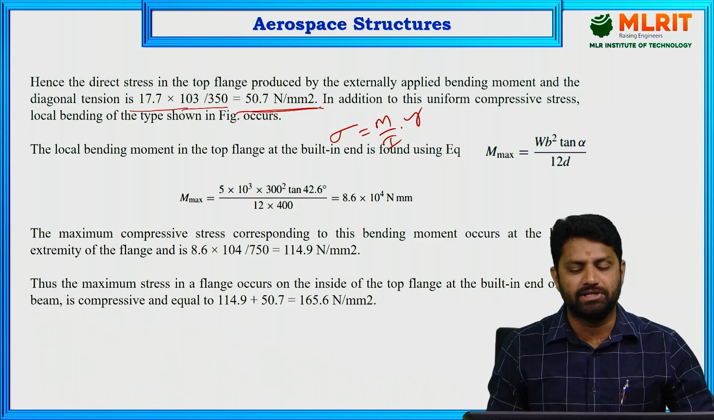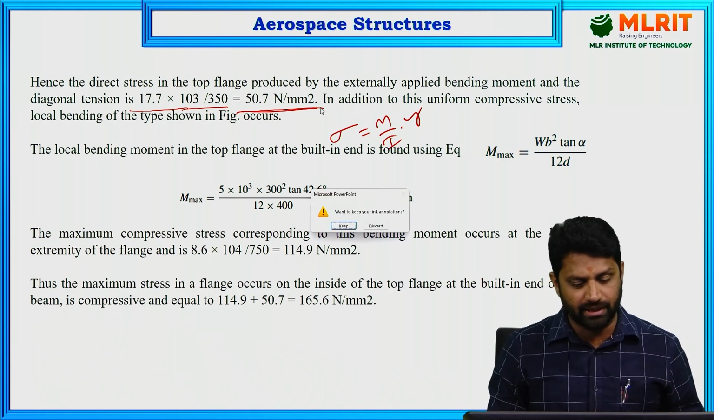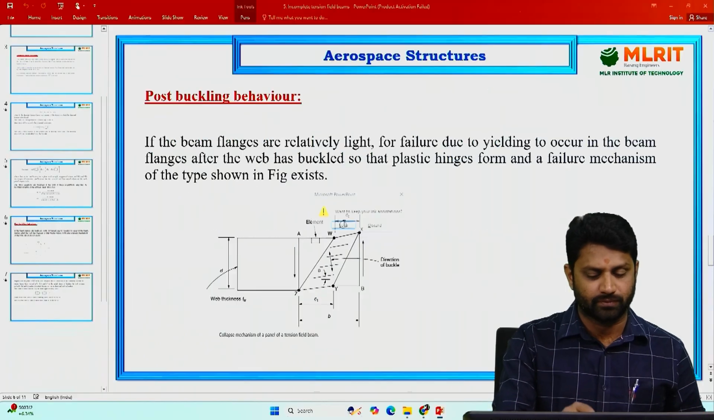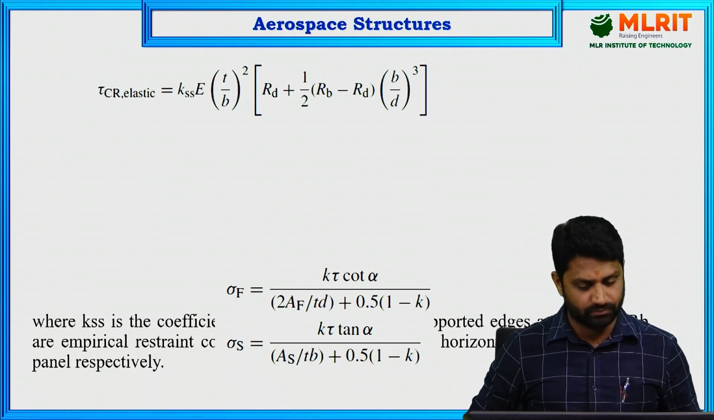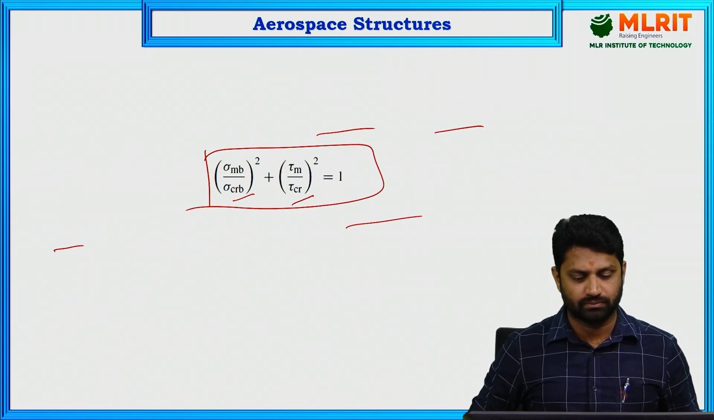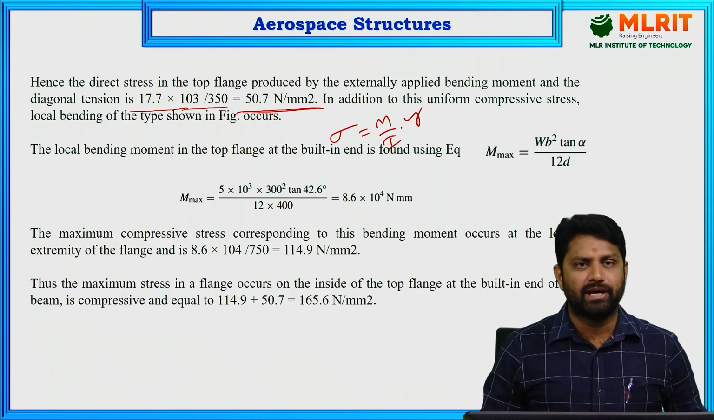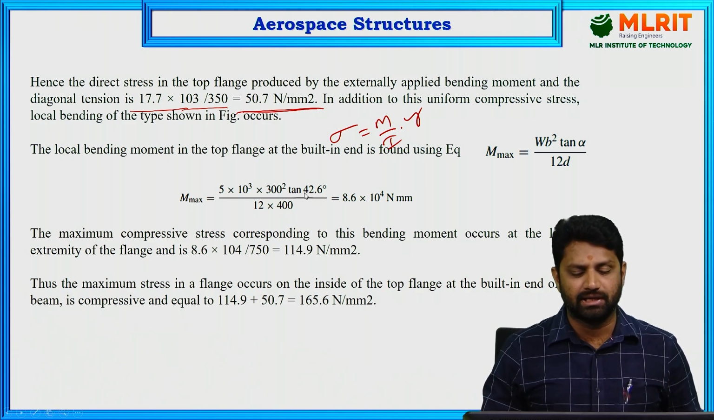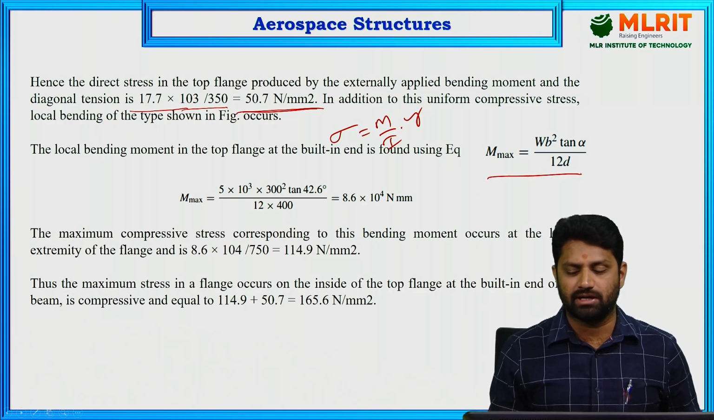Okay, and in addition to this uniform compressive stress, local bending of the type that is shown in the figure occurs. So for the local bending moment in the top flange at the built-in end, it is found by using the equation Mmax equals W b square into tan alpha by 12D, and we already know all these values.